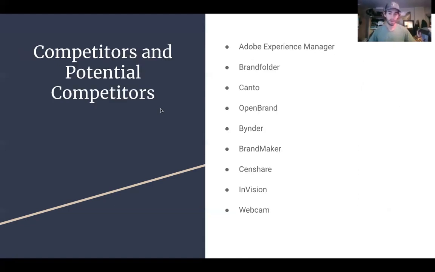So there are a lot of competitors, as we can see from this list. There's even more than this. They all do very similar things with the digital asset management. But this does indicate that there is a big need for this type of software. So that's reassuring.